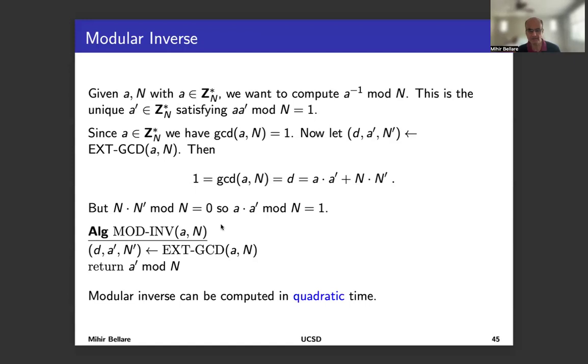And so we have a very simple way to get mod inverses through extended GCD. Given A and n, we define a mod inverse algorithm to run extended GCD on A and n, get the GCD and weights, throw away the GCD, throw away the second weight, and return the first weight, for good measure modulo n. So that will be very useful, and it's also useful to know that this runs in quadratic time because that was the running time of extended GCD.